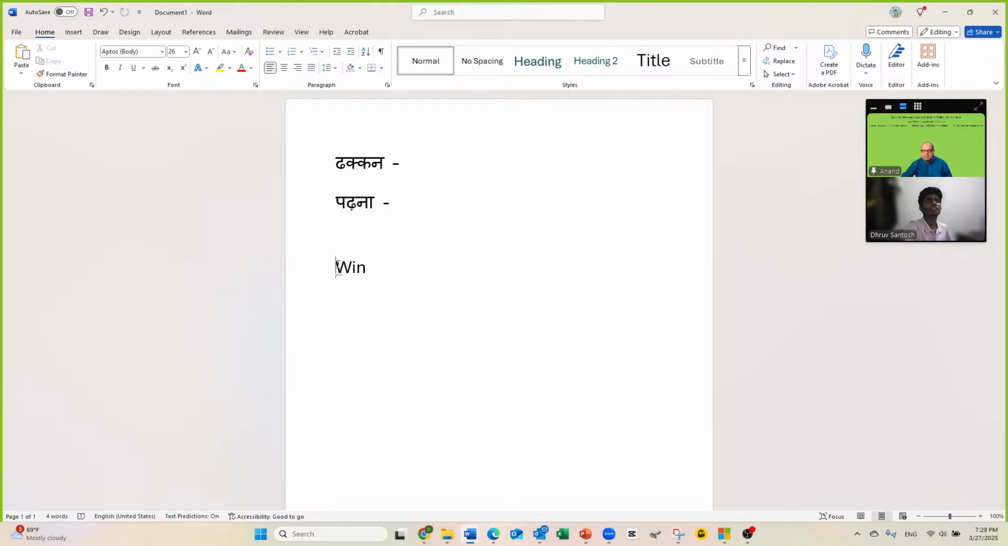Okay, let's see, in the T20. Well, actually, in 1983, India won the World Cup. Okay, very good. In 1983, India won the World Cup.